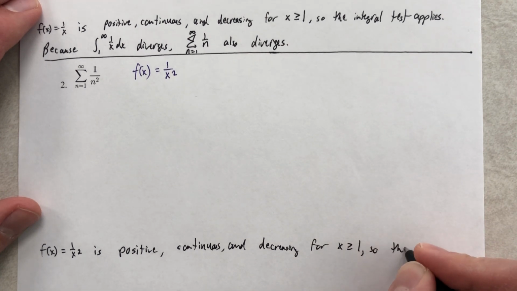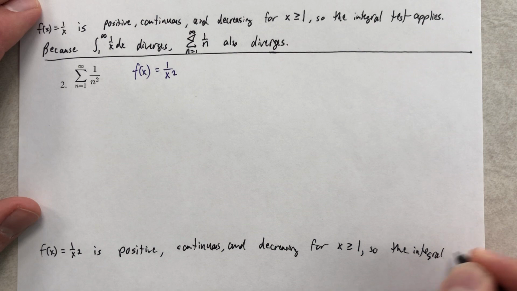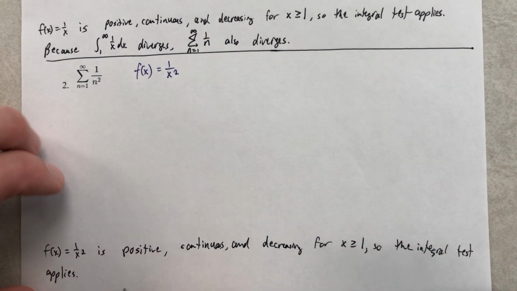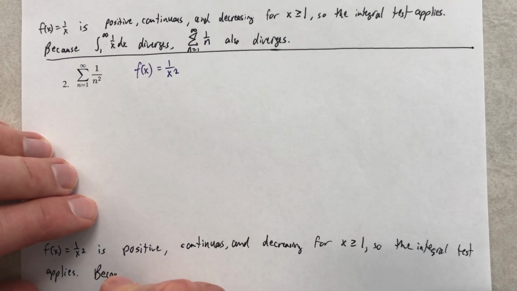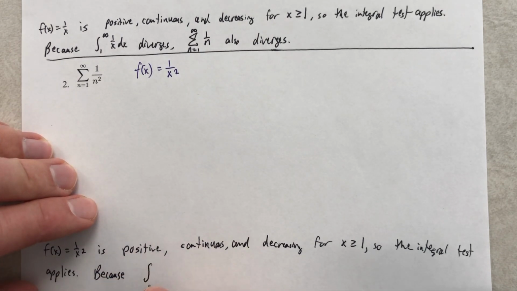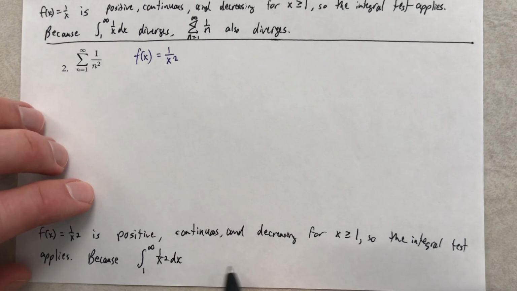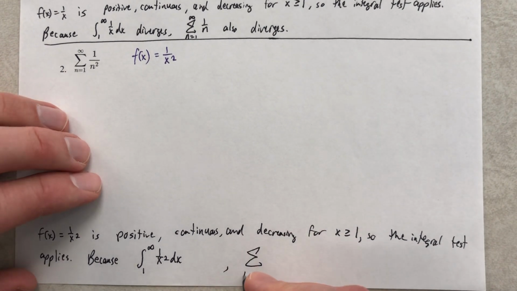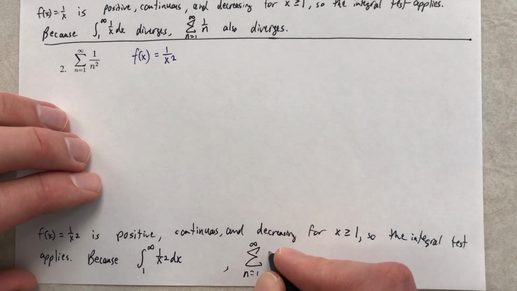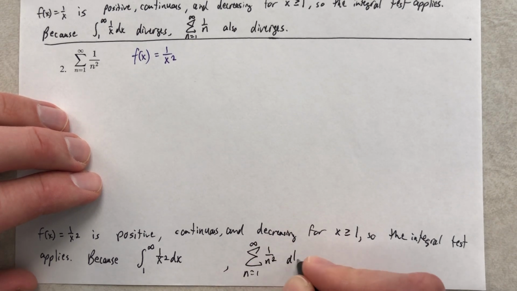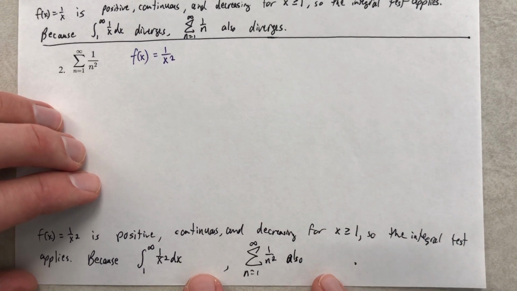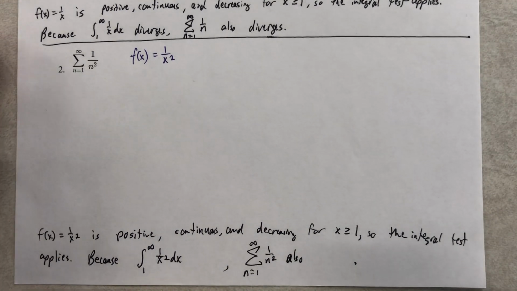So the integral test applies. All right, let's go ahead and start the next sentence. Because the integral from 1 to infinity of 1 over x squared dx, the next word is either going to be converges or diverges. I'm just getting way ahead of myself here. The series n equals 1 to infinity, 1 over n squared, also, spelled correctly, does the same thing. I have 2 blanks left to fill in. Let's figure it out.